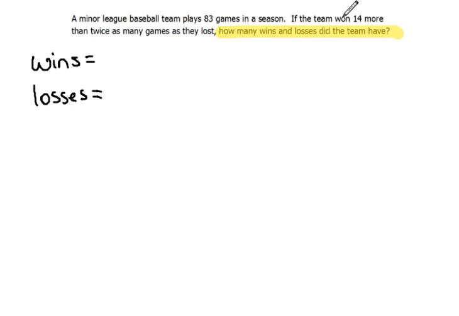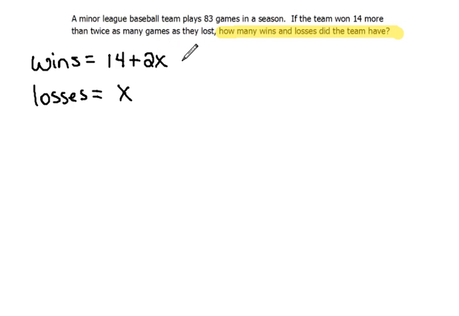It says if the team won 14 more than twice as many games as they lost. So reading through that, I'd really like to know how many they lost first, and then we could figure out how many they won from that. So let's let the losses be our x. Well, they're saying that the team won 14 more than, so that would be 14 plus twice as many as they lost. So twice the losses. 14 more than twice the losses.